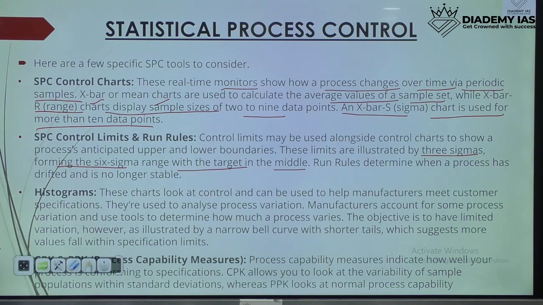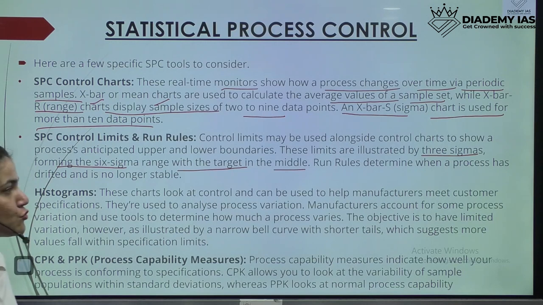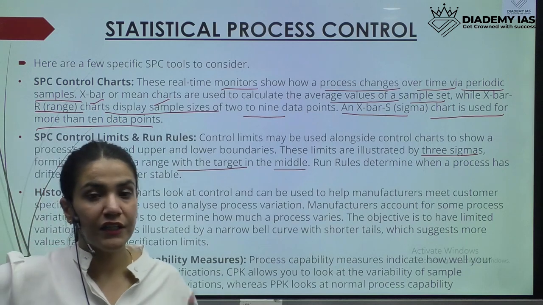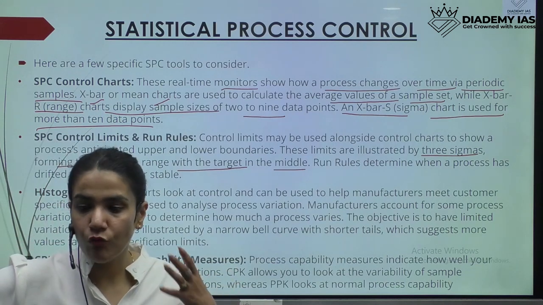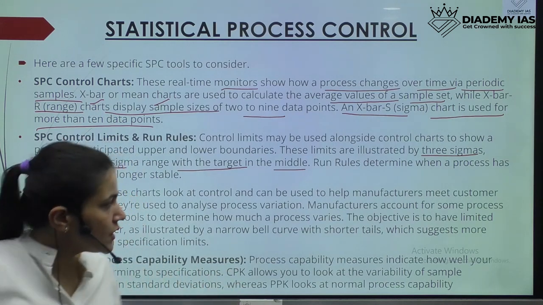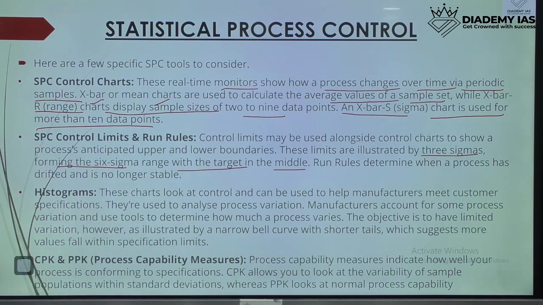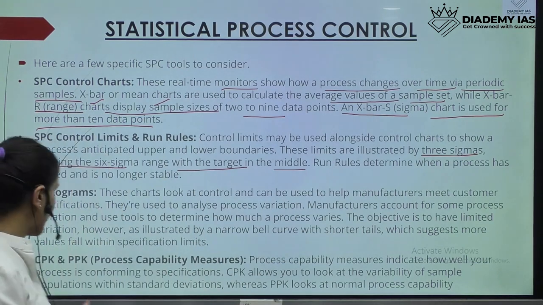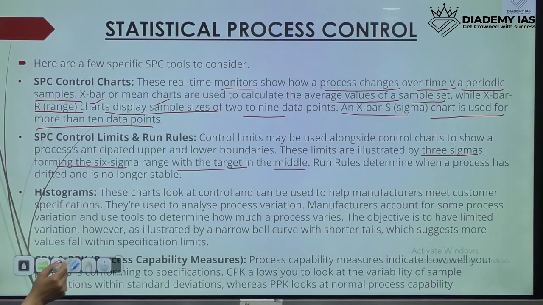Then they also use histograms. These charts look at control and can be used to help the manufacturer meet the customer specification, because at the end of the day, the products are being made in consideration of the customer requirements. So histograms are basically used for that. They are used to analyze process variation. In the context of production, is the product going as expected or not?